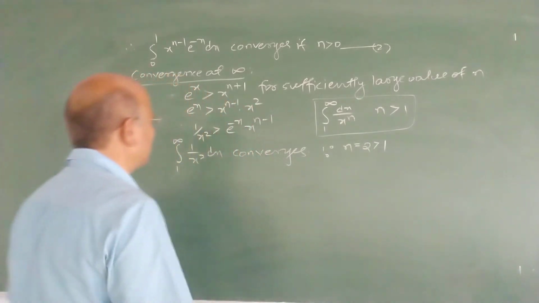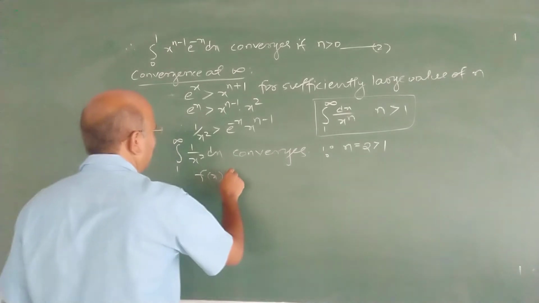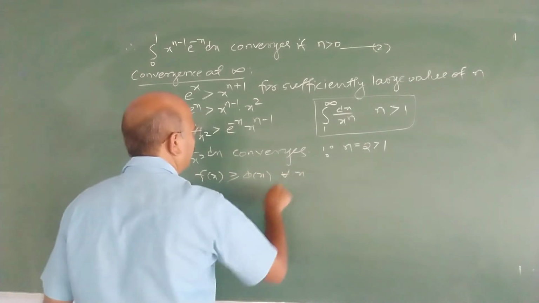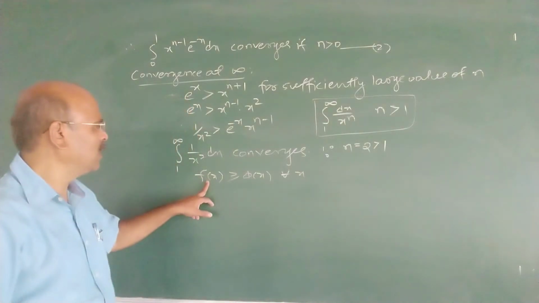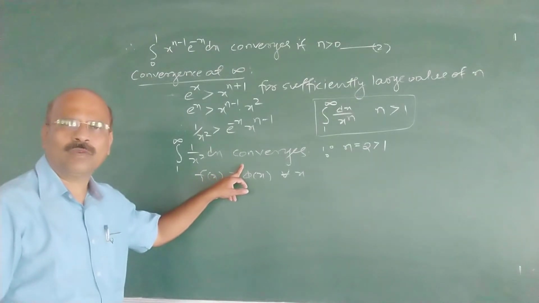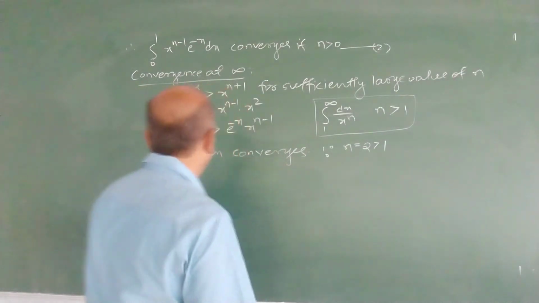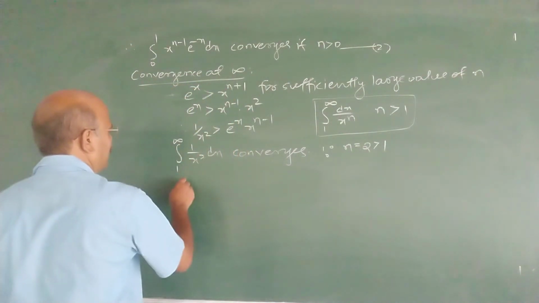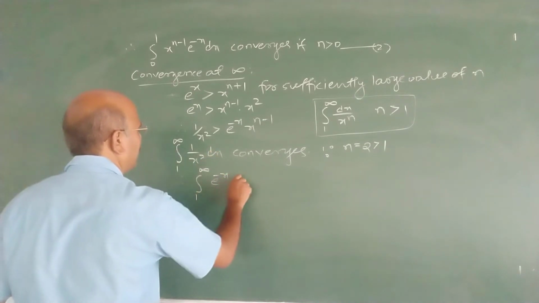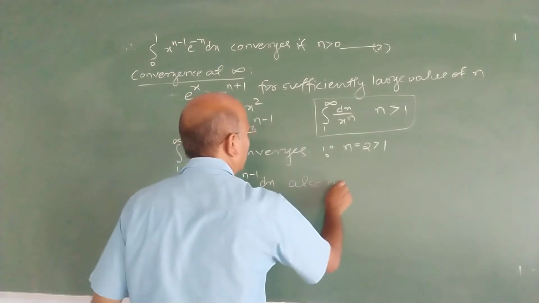Comparison test. If f(x) and phi(x) are two positive functions, and f(x) is greater than or equal to phi(x) for all x, then if the integral 1 to infinity of f(x) converges, then 1 to infinity of phi(x) also converges. Now apply that test here. Now 1 upon x square converges from 1 to infinity, therefore by comparison test, the integral 1 to infinity of e raised to minus x, x raised to n minus 1 dx also converges.